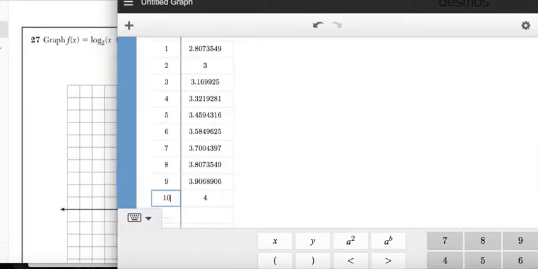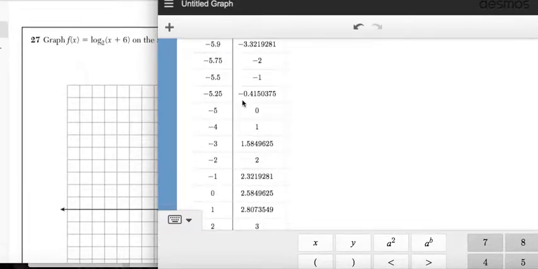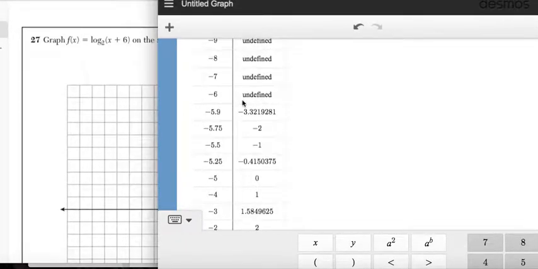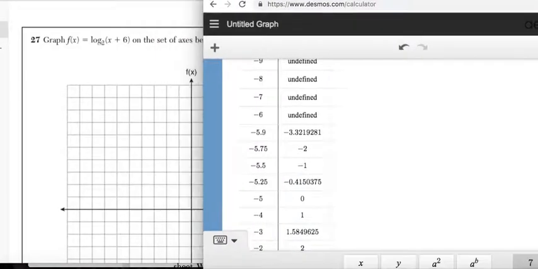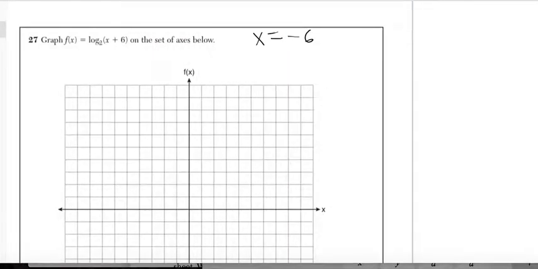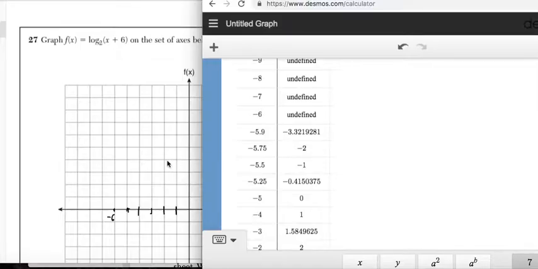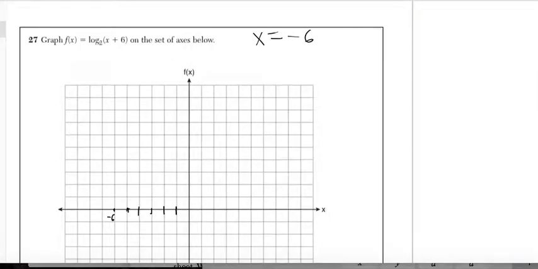The most difficult part is making sure I get my end behavior correct. That means that as x approaches negative 6, the graph has an asymptote, so it gets closer but never touches where x is negative 6. So 1, 2, 3, 4, 5, negative 6, right? It never touches negative 6, so let's knock that part out of the way. Negative 5.75, negative 2, that's about 3/4 of the way. Negative 5.5, negative 1, that's halfway.